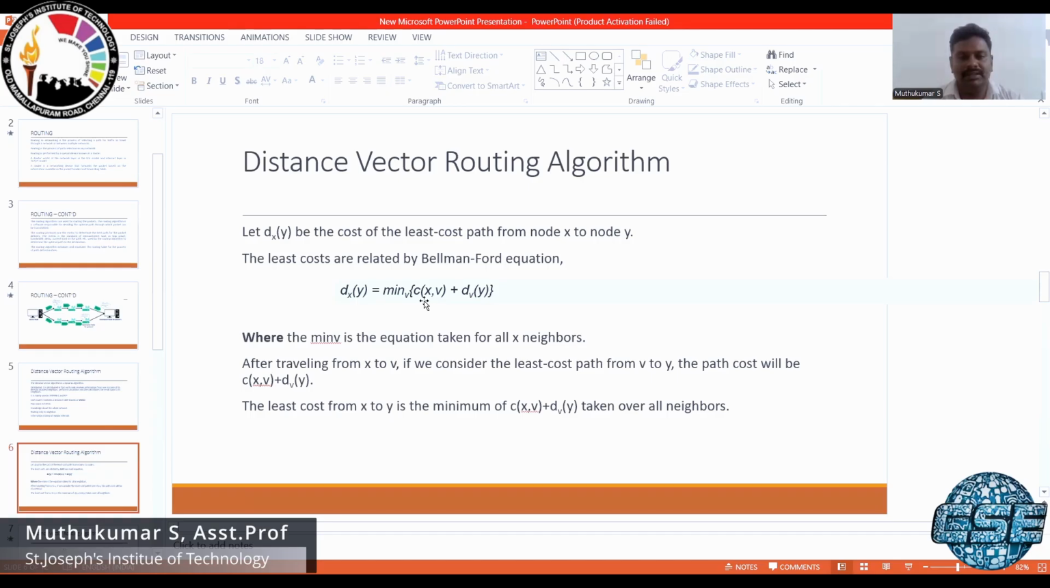Here x is the source, y is the destination, and v is the adjacent node. First we have to reach from the source node x to the adjacent node v and take the cost value, that is the path cost. Then you have to add the cost value from that node to the destination. So here we are taking the source node x to the destination y through some adjacent nodes, and based on the adjacent node values, we are calculating the route.